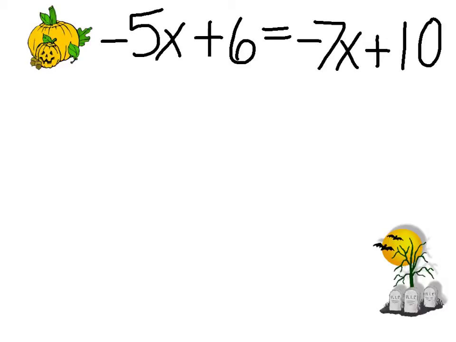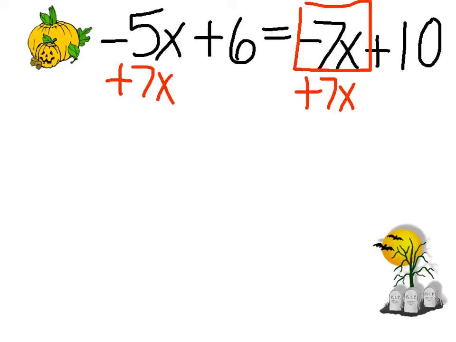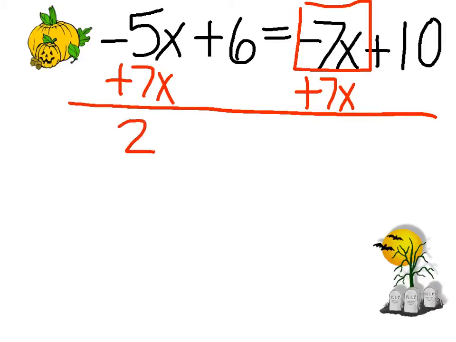Alright, example 3. We have negative 5x plus 6 is equal to negative 7x plus 10. What's our first step? It's a minus 7x, which means we're going to add 7x to both sides. When we do that, what do we have on the left side? 2x plus 6.